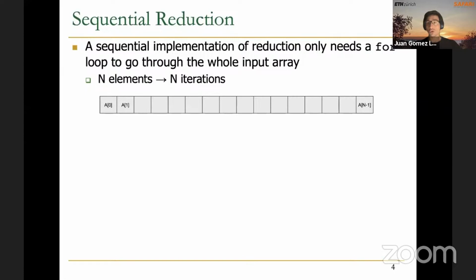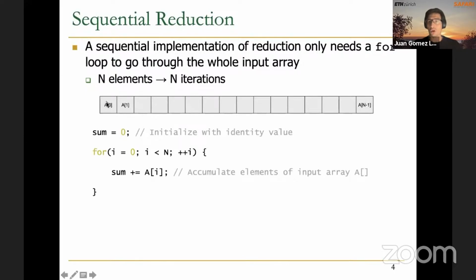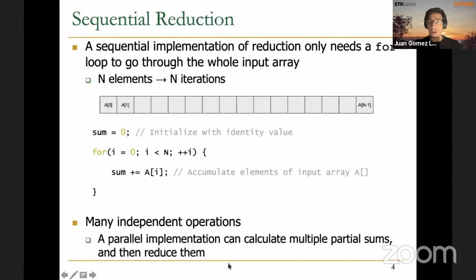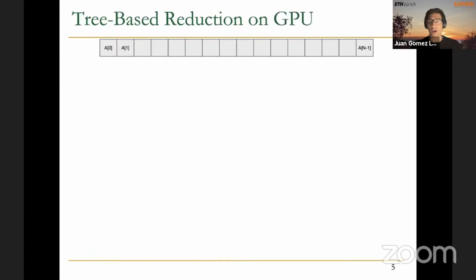We were talking about how to implement a sequential reduction, assuming that we have an input array A of n elements. In a sequential reduction, all we need is a for loop to go through all the elements of the array and accumulate them in some variable. But the good thing here is that there are many operations that can be independent, and this is why we can think of a parallel reduction. And one efficient way of implementing a parallel reduction is by using a tree reduction.